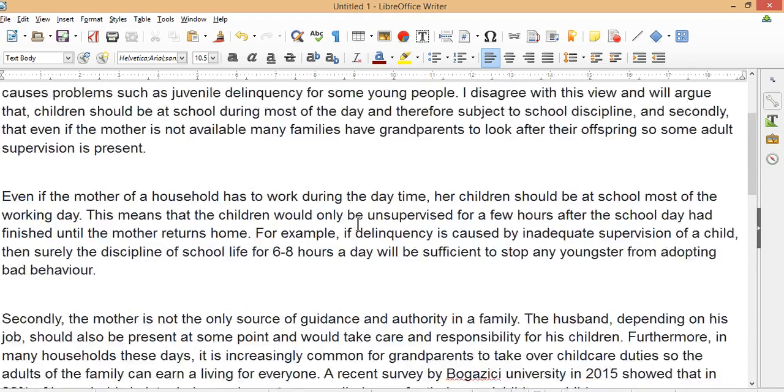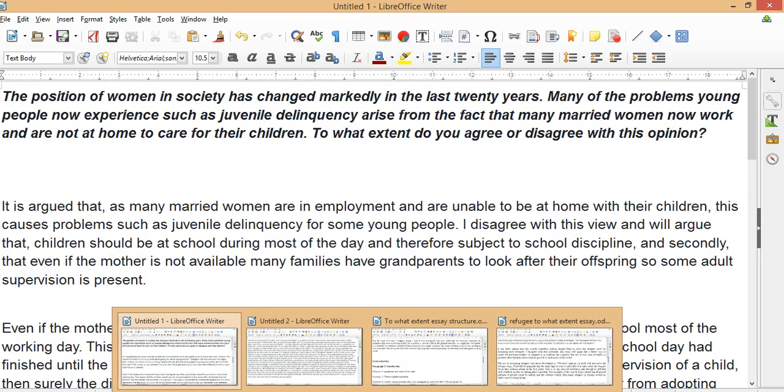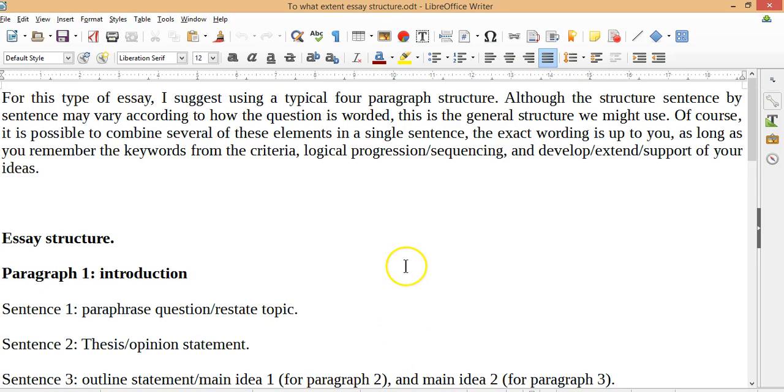I've written a model example which I will use, and we've got the structure files which you've probably seen on previous videos. So, to what extent? As we know, for a "to what extent" essay, it's asking you how far do you agree with a particular statement or not, and you have to give 2 reasons why you agree or not, and that's basically it.